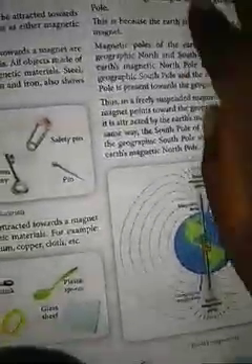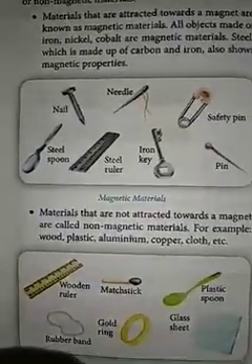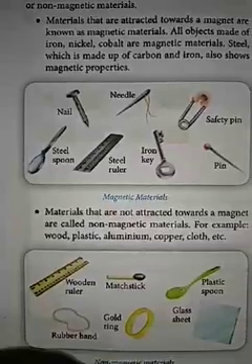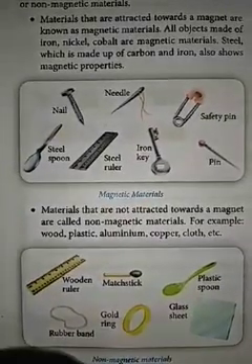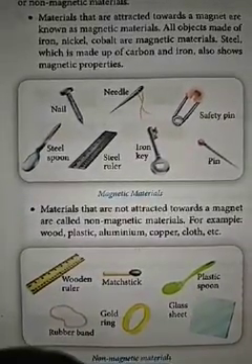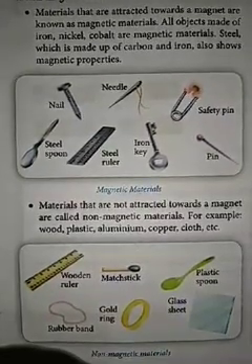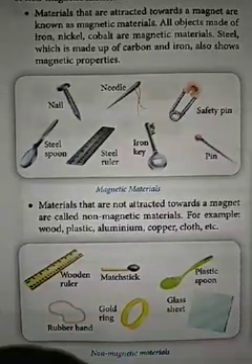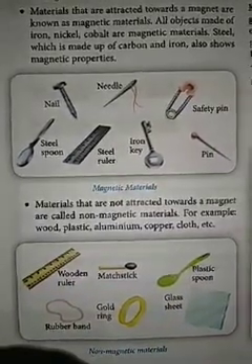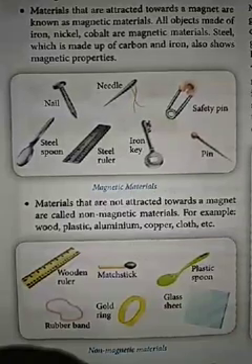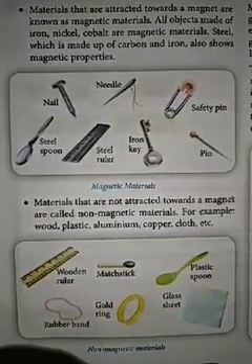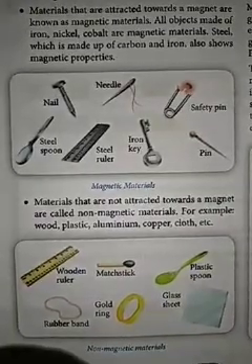Now we discuss magnetic and non-magnetic substances. Magnet attracts certain substances towards it. Some materials do not get attracted by the magnets. So on the basis of their tendency to be attracted towards a magnet, we can classify the materials as magnetic or non-magnetic material. Materials that are attracted towards a magnet are known as magnetic material. All the objects made up of iron, nickel, cobalt are magnetic materials.